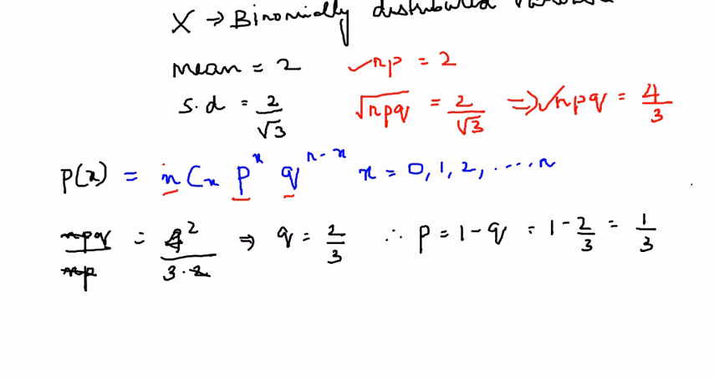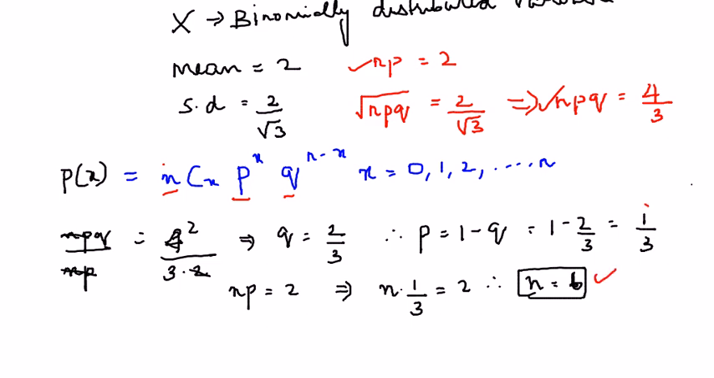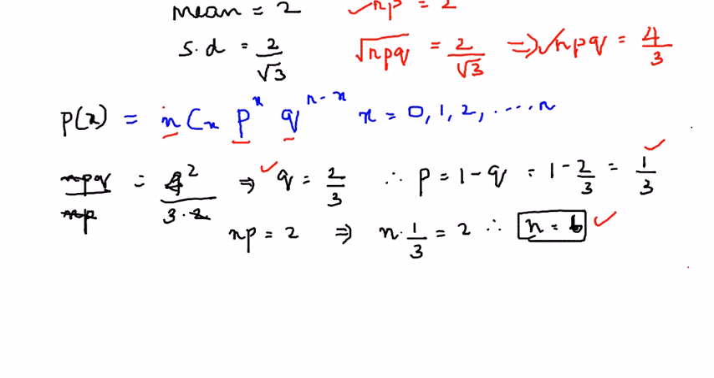With this I can find out n also, because I know that np is equal to 2, which means that n into 1 by 3 is equal to 2. Therefore, n is equal to 6. So I know the value of n, I know the value of p, I know the value of q. So all I have to do is substitute it in this equation to find my p of x.